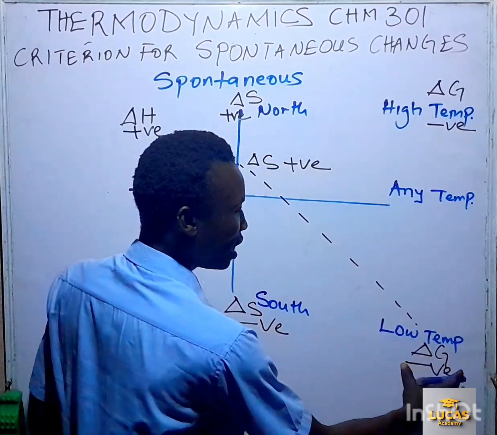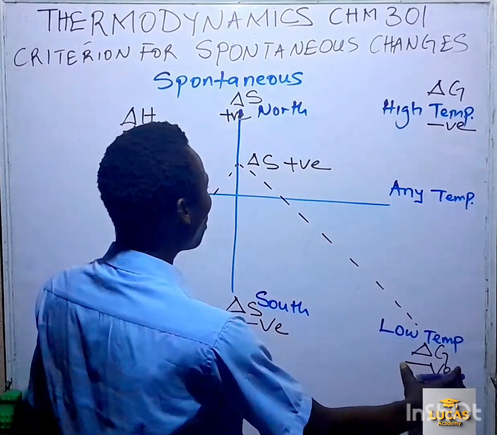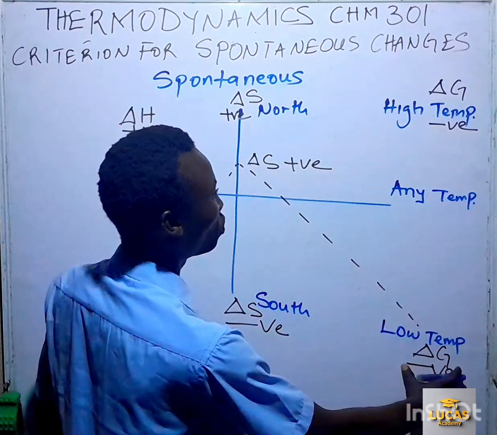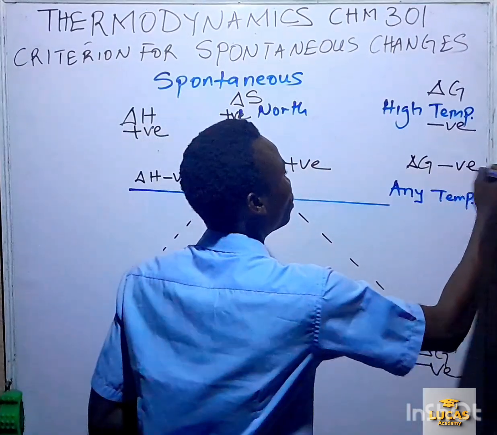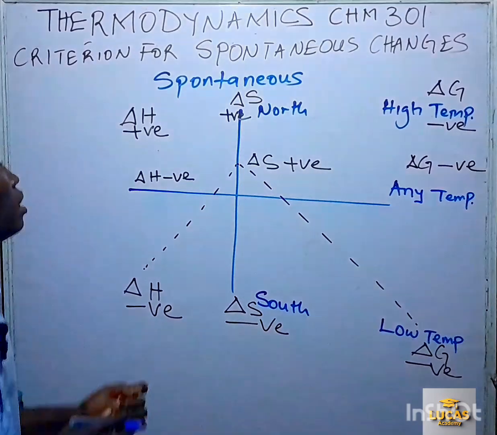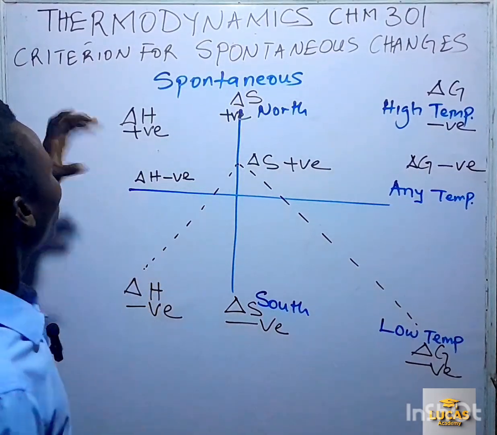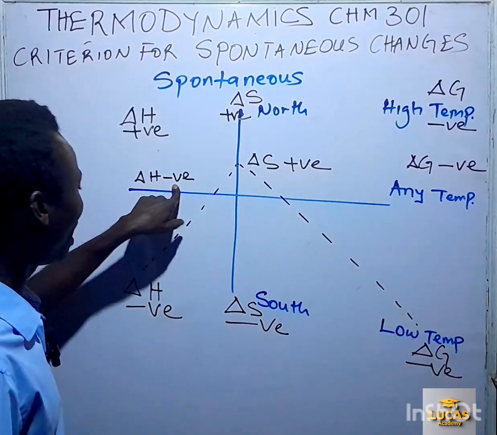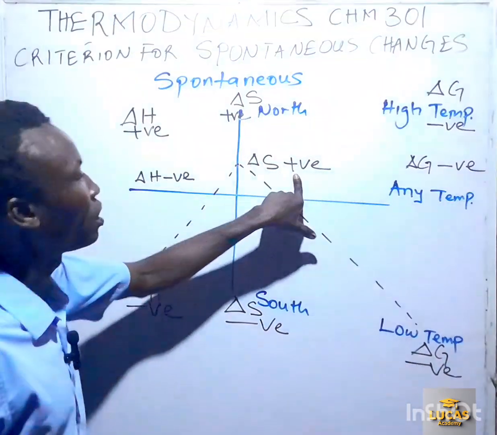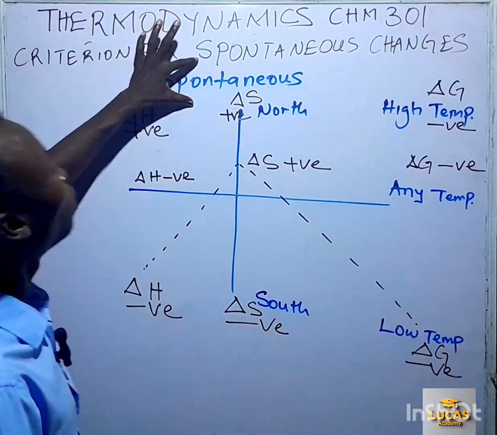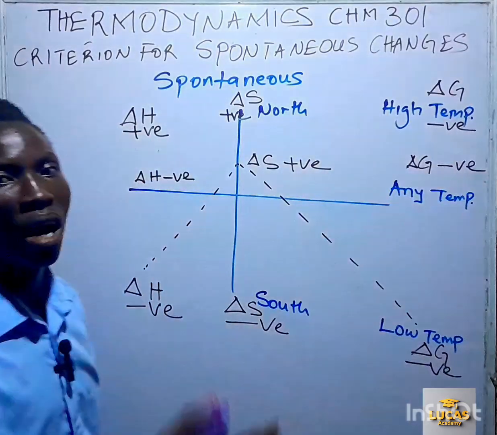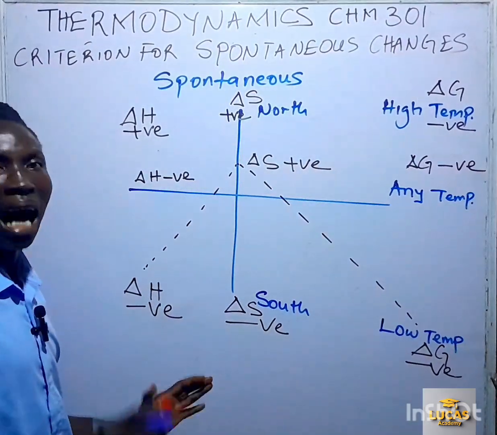Now, the next one there, look at it very well. So it's coming from where? It's coming from delta G. So because it's coming from delta G is also what? Negative. That means delta G is what? Is negative. Look at that. Very simple. Now, what can we say about this? Now, when delta H is negative, delta S is positive, and delta G is negative, then what can we say about that? Spontaneous at any temperature. As simple as that.